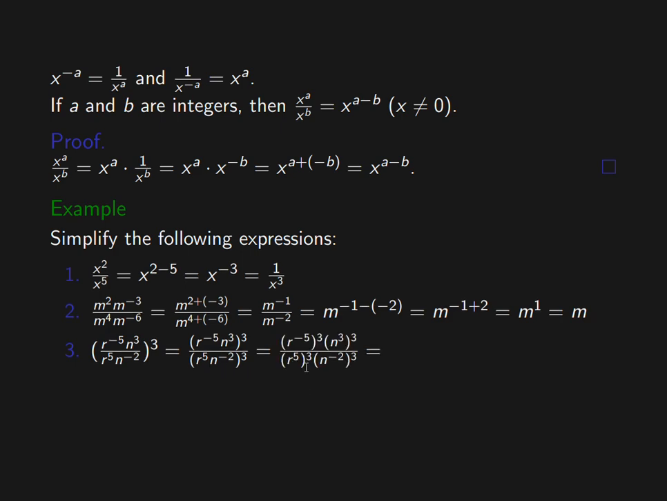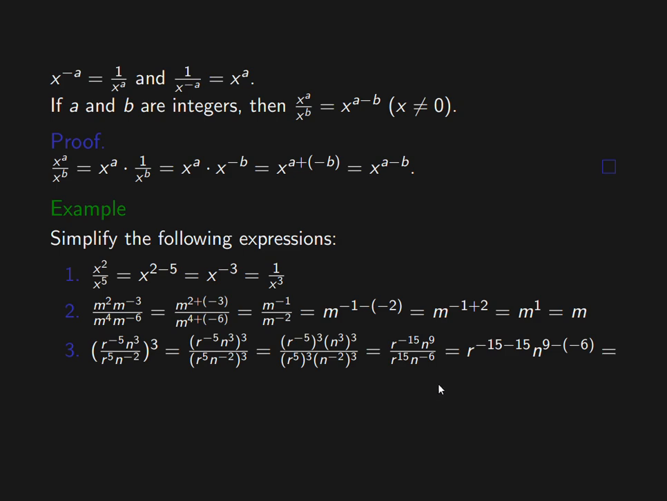And this is equal to r to the power of minus 5 to the power of 3 n cubed to the power of 3 divided by r to the power of 5 to the power of 3 times n to the power of minus 2 to the power of 3. Now we can apply the rule that x to the power of a to the power of b is x to the power of a times b. And this gives us r to the power of minus 15 n to the power of 9 divided by r to the power of 15 times n to the power of minus 6.